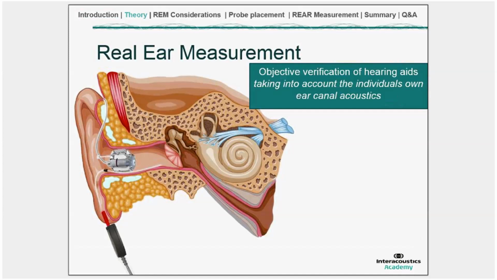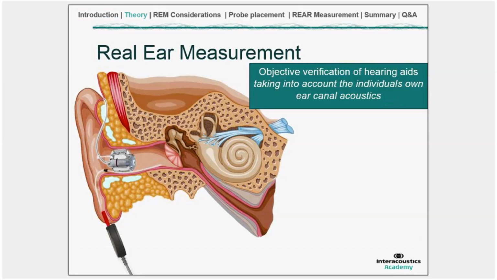So I guess we need to identify exactly what REM measurements are if we're going to be talking about them for the next 40 minutes. So REM measurements are an objective verification of hearing aids which take into account the individual's own ear canal acoustics.